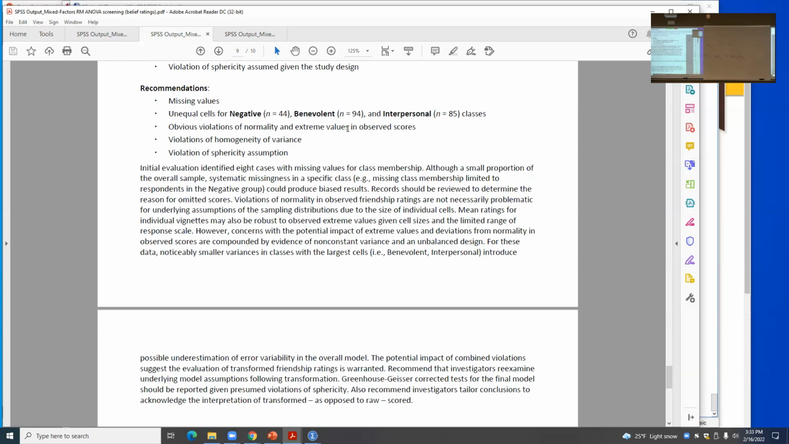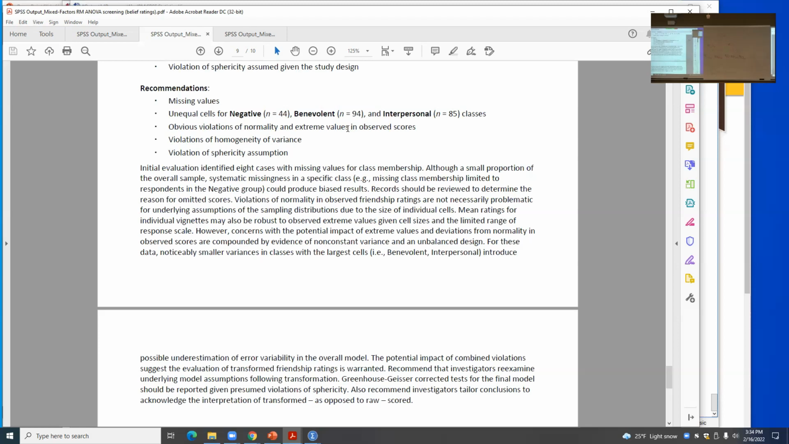Violations of normality observed in friendship ratings, not necessarily problematic, given the size of the cells and the assumption of normality in the sampling distribution. But we do have some extreme values, and we probably shouldn't just ignore this. One thing we should probably do is maybe think about transforming these, right? It would definitely be worth it.